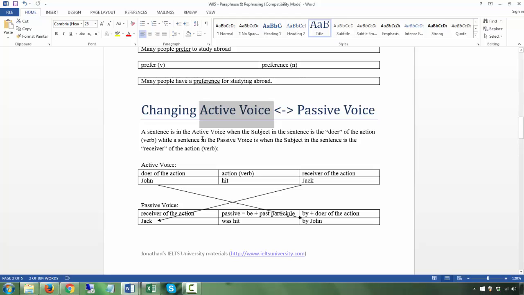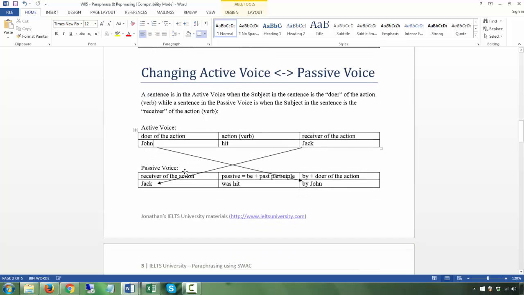Okay, so a sentence is in the active voice when the subject in the sentence is the doer of the action, while a sentence in the passive is when the subject is the receiver of an action. For example, John hit Jack. John is the doer of the action, so this is active voice, and this is the way that most people speak.